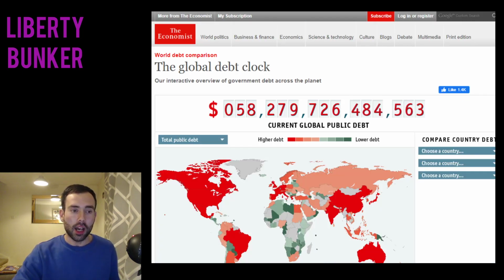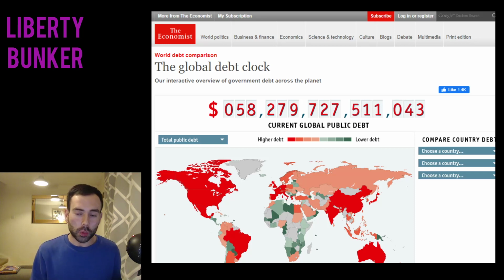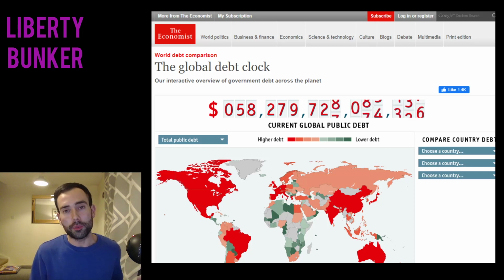This is from The Economist, the global debt clock. This is the public debt of every country in the world, every government in the world that borrows, which 99% of them do. $58 trillion. $58 trillion. Where do you think that money is coming from? Where do you think the savings in the globe are for $58 trillion worth of bonds?